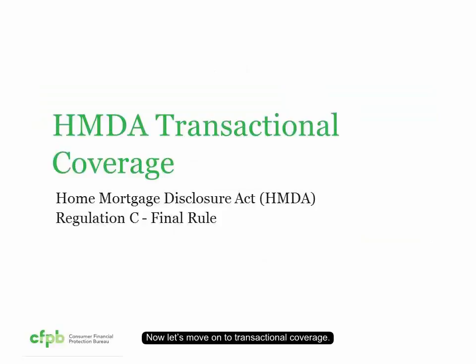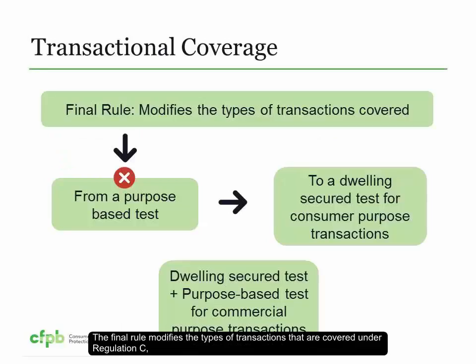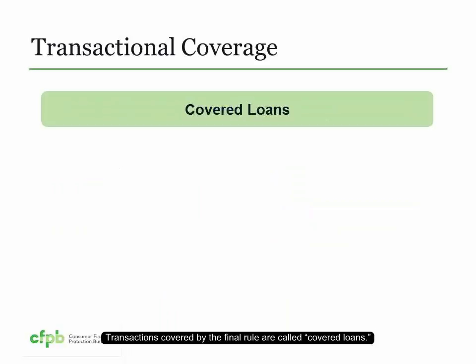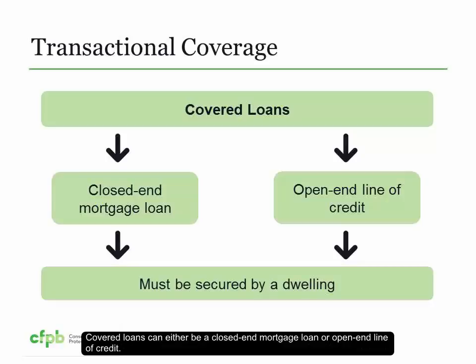Now, let's move on to transactional coverage. The final rule modifies the types of transactions that are covered under Regulation C, changing it from a purpose-based test to a dwelling-secured test for consumer purpose transactions. Commercial purpose transactions will need to meet both the dwelling-secured test and the purpose-based test to be covered. Transactions covered by the final rule are called covered loans. Covered loans can either be a closed-end mortgage loan or open-end line of credit.